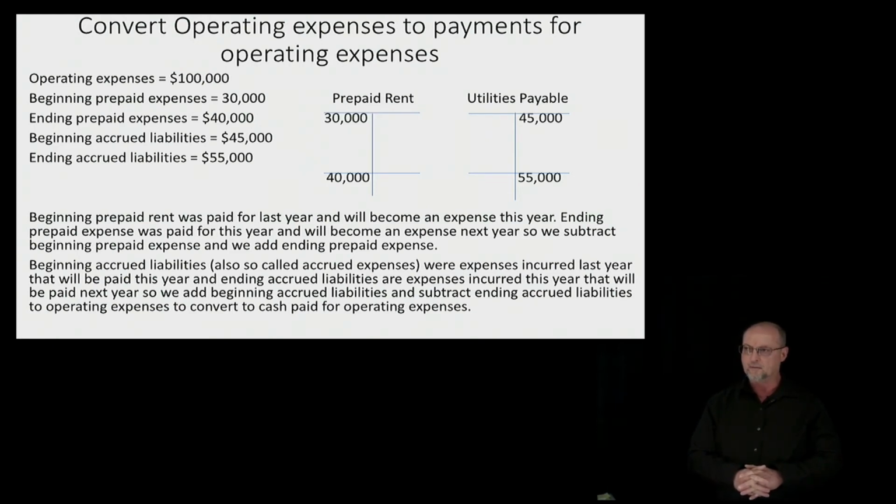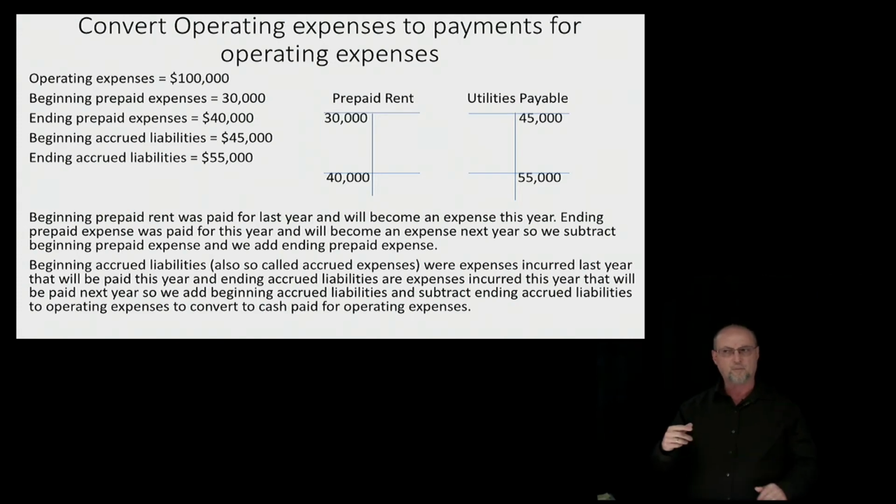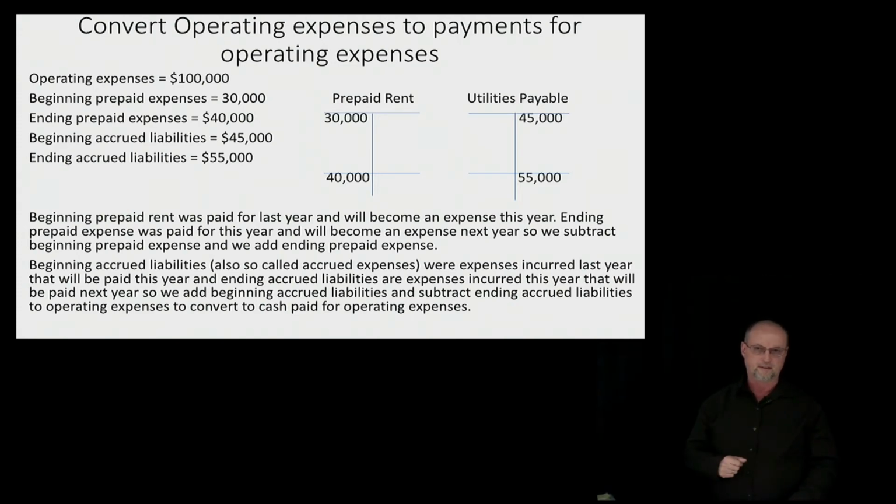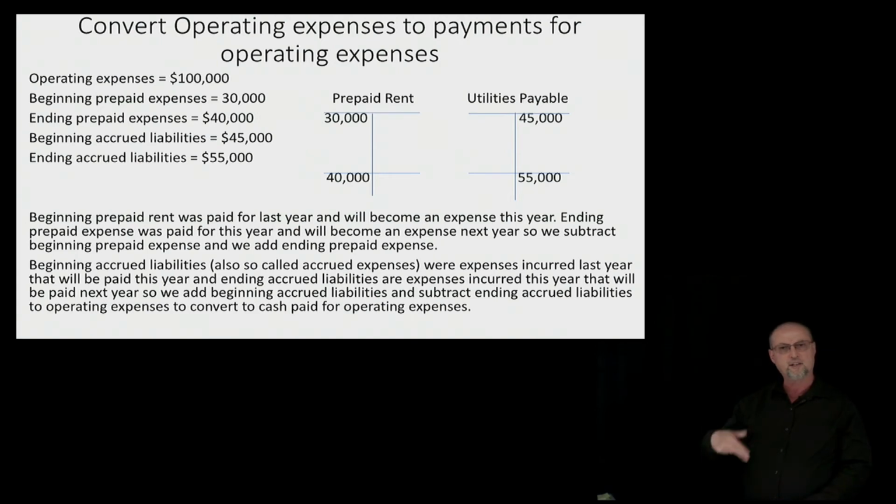Okay, now let's think of the journal entries. When you debit prepaid rent, it's debit prepaid rent, credit cash. Well, that took place last period. Okay? So that disbursement took place last period, and then think of the adjusting journal entries that will take place this period. Okay? Debit insurance expense, which is an operating expense, credit prepaid insurance. So the beginning balance was dispersed last year, it'll become an expense this year. Okay? So since it was dispersed last year, we're going to subtract it from operating expense.